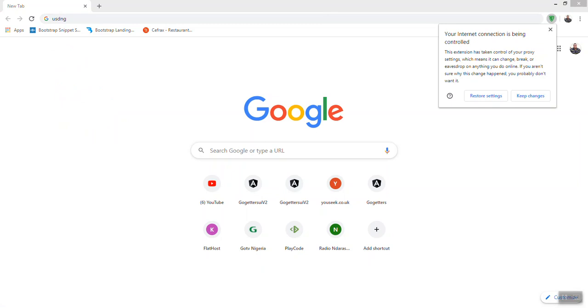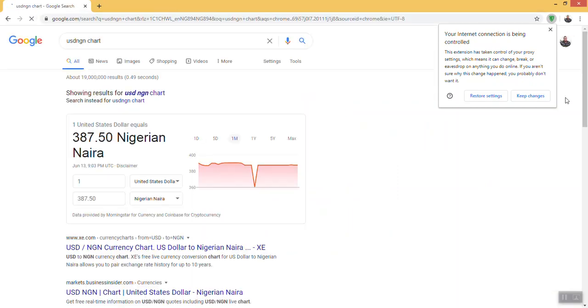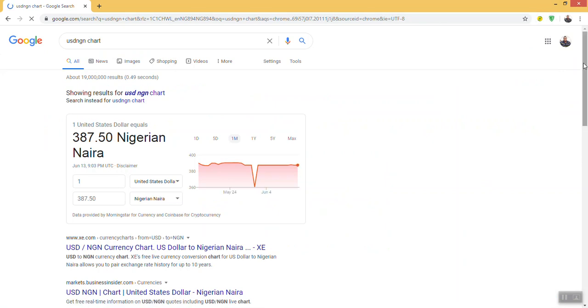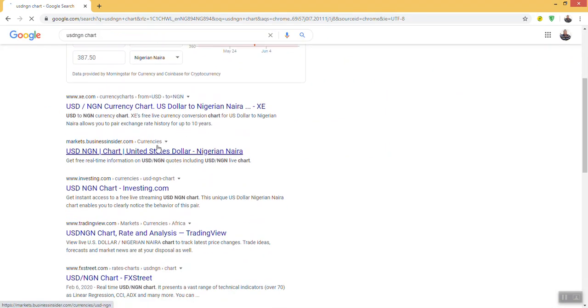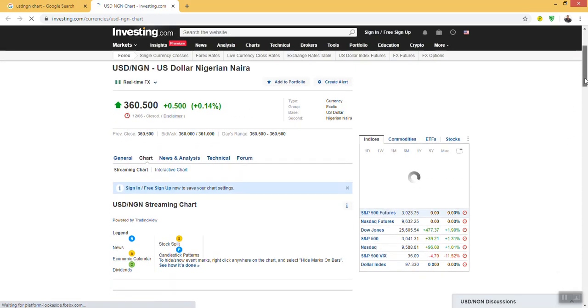I'm going to be using a chart called the USD NGN. So let me go and Google it. USD NGN chart. All right. Let's open the chart. Let's see the chart. Okay. All right. I'm going to use it to explain those limit orders we're talking about.